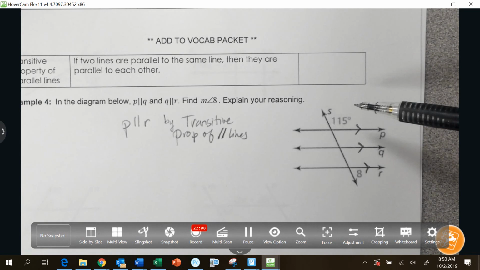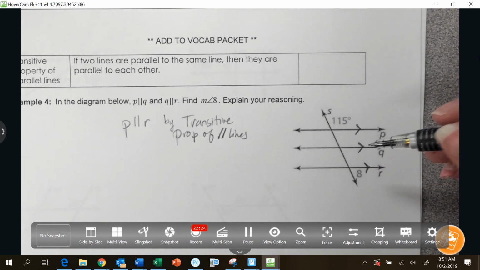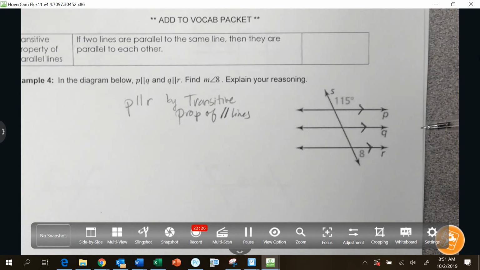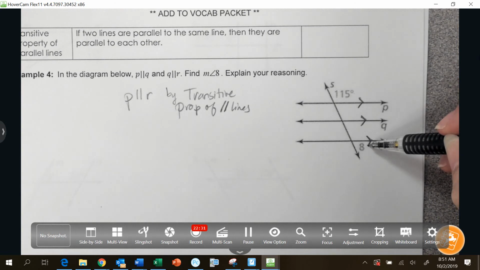We are trying to find the measure of angle 8. How can we get there? You can probably tell me, but how can we get there? How can we go through the steps like a proof? We don't have to do a proof, but how could we get there like we're doing a proof? 115, I need to find 8. Any ideas?